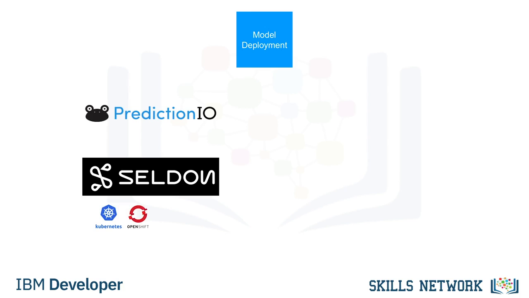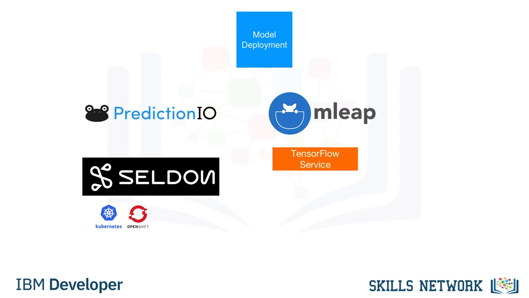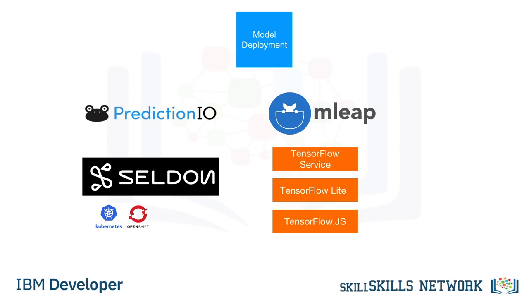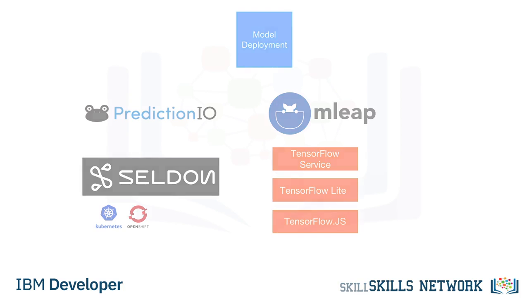Another way to deploy Spark ML models is using MLeap. Finally, TensorFlow can serve any of its models using TensorFlow Serving. You can deploy to an embedded device like a Raspberry Pi or a smartphone using TensorFlow Lite, and even deploy to a web browser using TensorFlow.js.